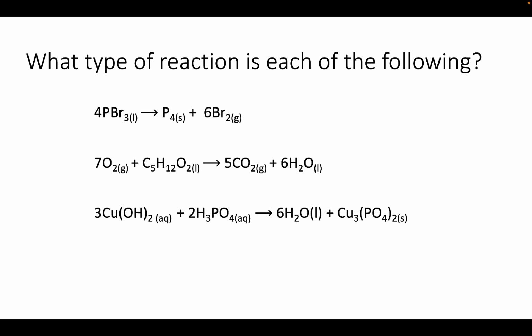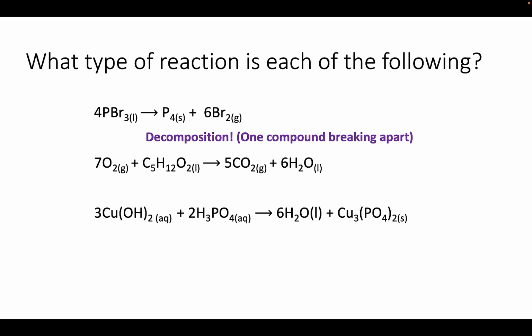All right, let's go ahead and take a look. The top reaction is a decomposition. We have one chemical substance that's breaking apart into multiple. And note that while it does take 4 of the phosphorus tribromide to break apart, it's still a decomposition reaction. We only have one thing that's becoming multiple different things, therefore decomposition.